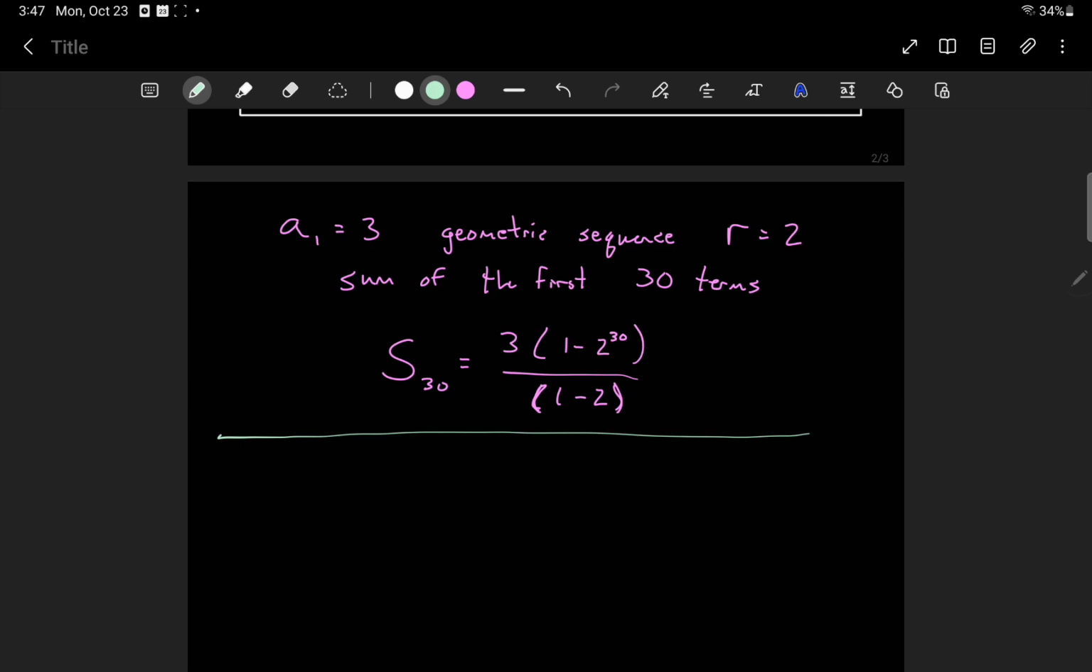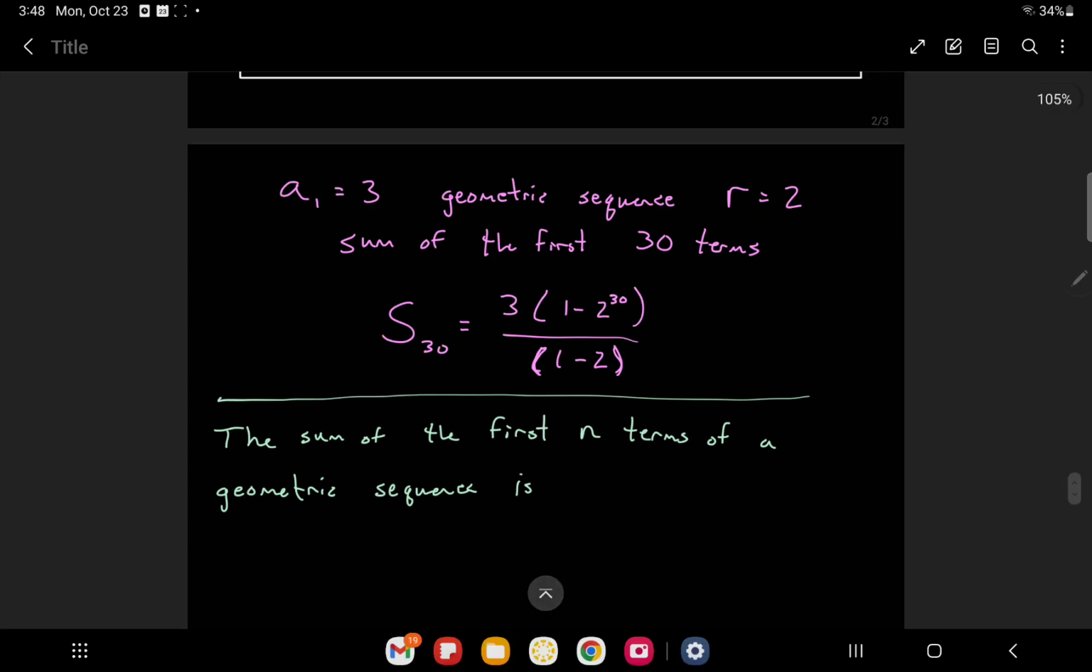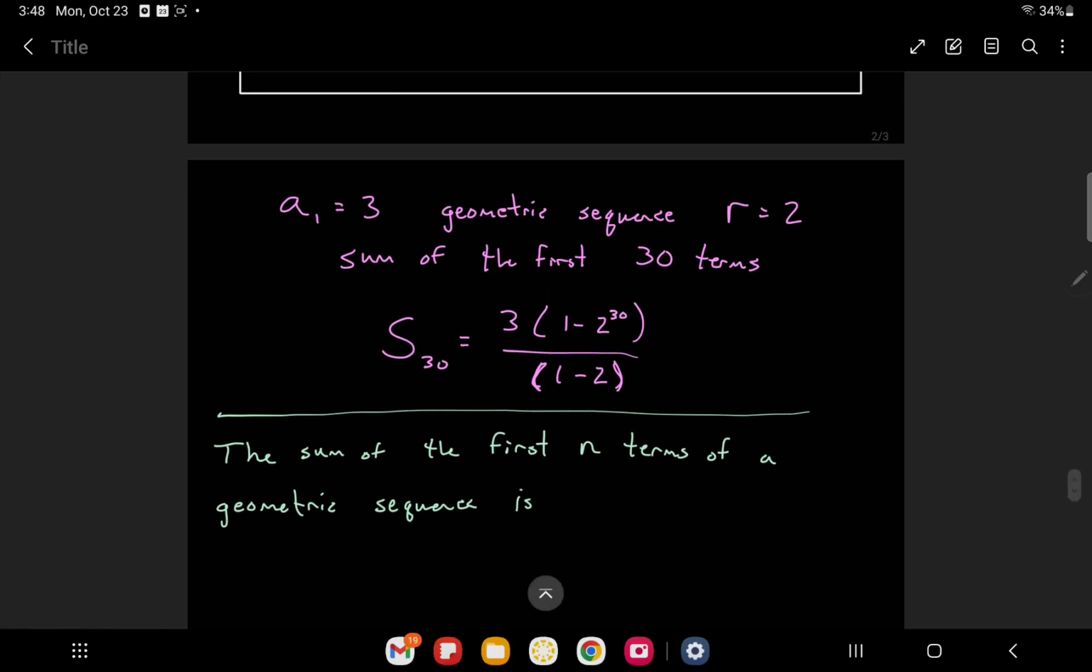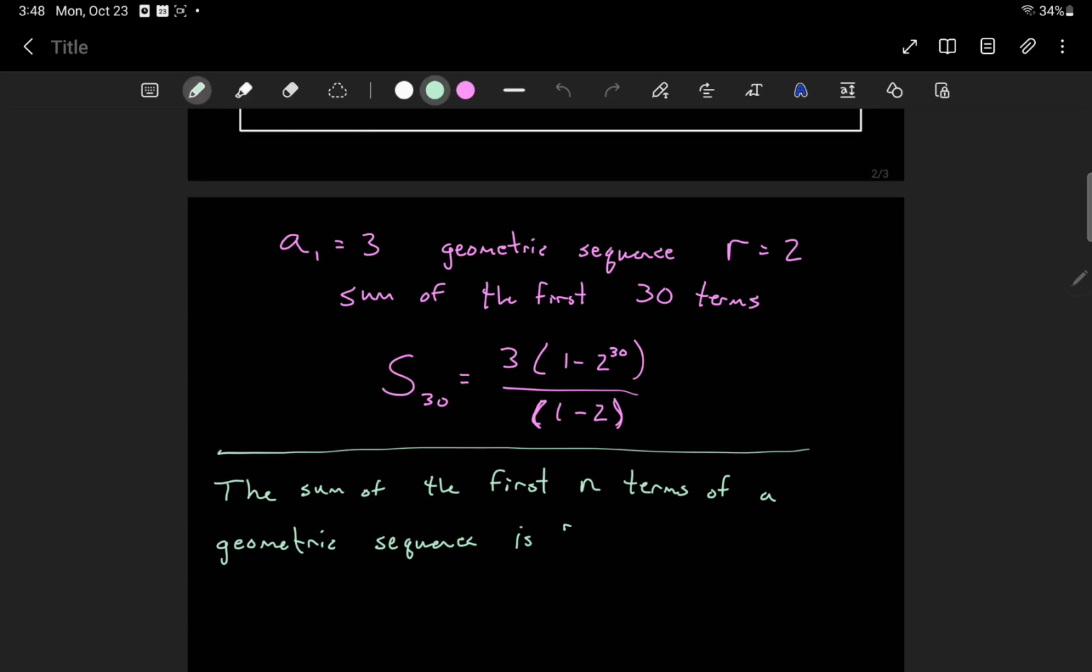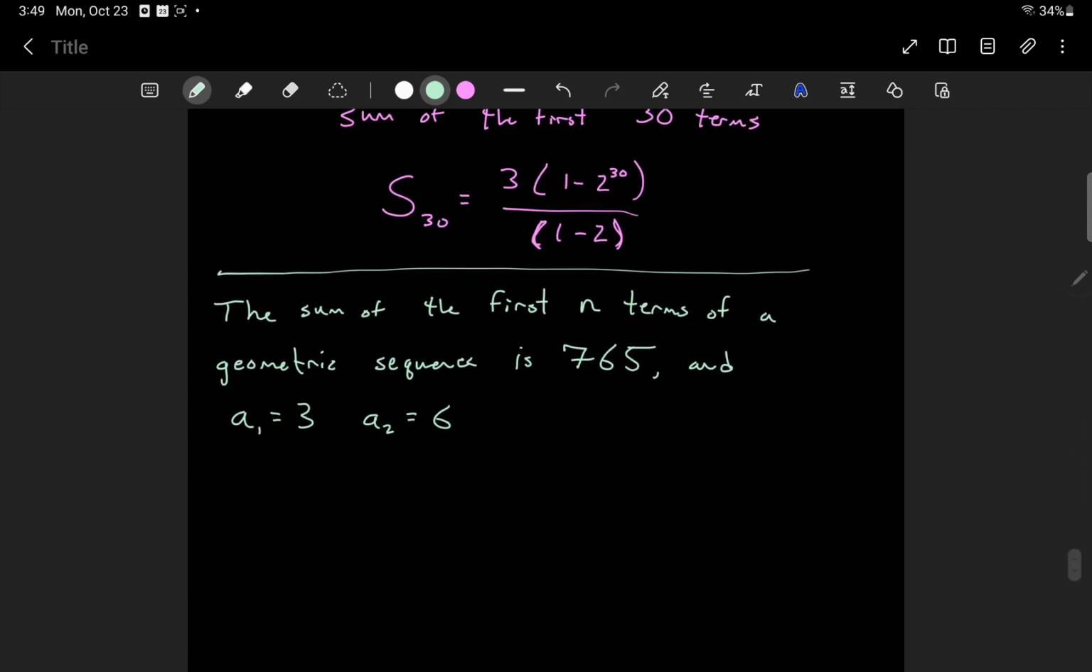A different type of problem would be if I said, let's say, the sum of the first n terms of a geometric sequence is 765, and A1 is equal to 3, and A2 is equal to 6. So your goal in this case is going to be to find n.